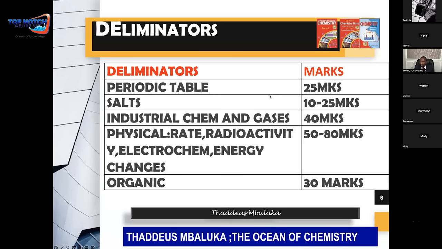So when you talk about the periodic table, we can revise periodicity, atomic structure, chemical families, structure and bonding, a trace across, and already you have around 20 marks. Then salts, using them to make a good test, even qualitative analysis. Then we have industrial chemistry and gases. I've already done a question on gases on YouTube. Please go and check it under Top-Notch Online TV. Physical chemistry has rate, radioactivity, electrochemistry, energy. Those are areas where you can get up to even 8 marks. Then you have organic, 30 marks. So if you're weak, you can focus on a few topics that are very important.